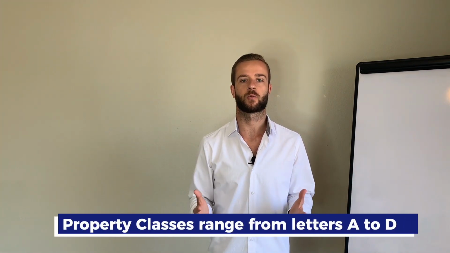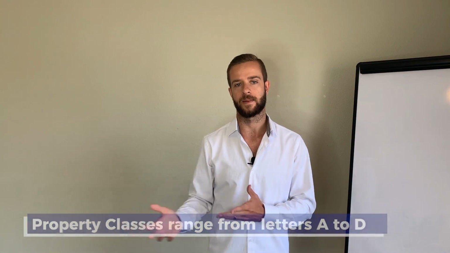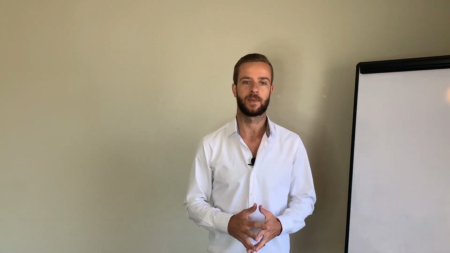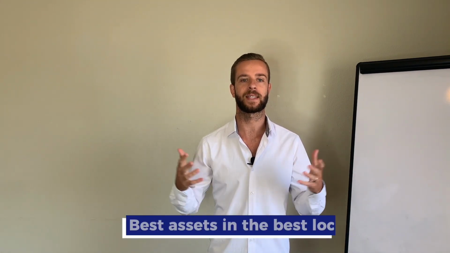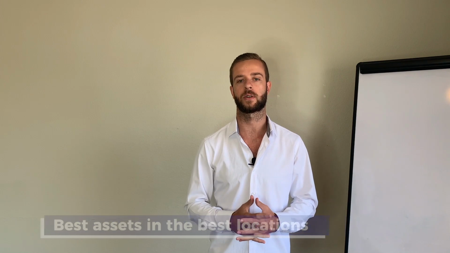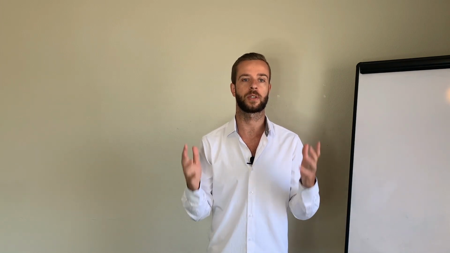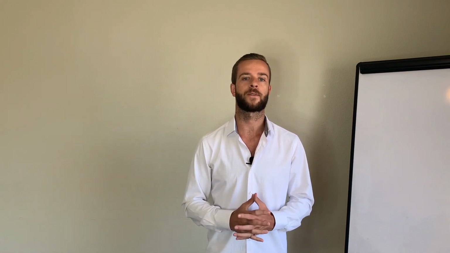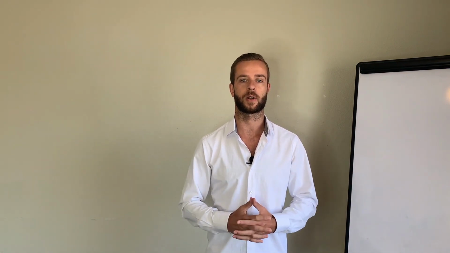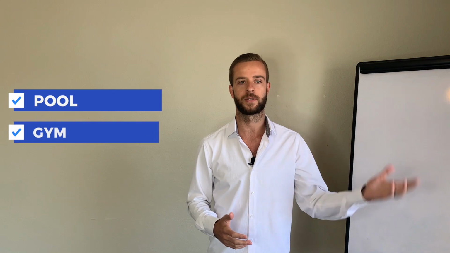Property classes range from the letters A to D, A being the best of the best, and D being at the bottom of the spectrum. Starting with A-class properties. A-class properties are considered the best assets in the best locations that you can think of. These properties are usually newer developments in primary markets like downtown and offer the best amenities in a particular market, such as a pool, gym, dog park, lounges, etc.